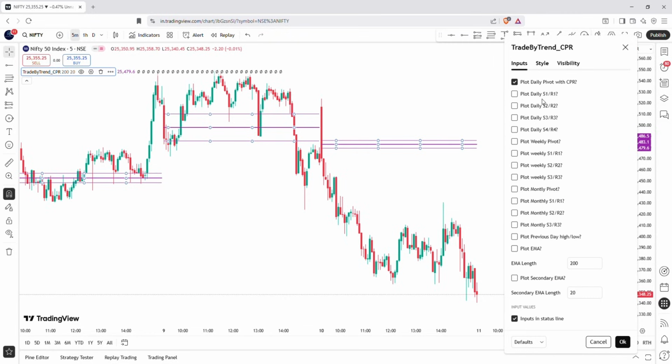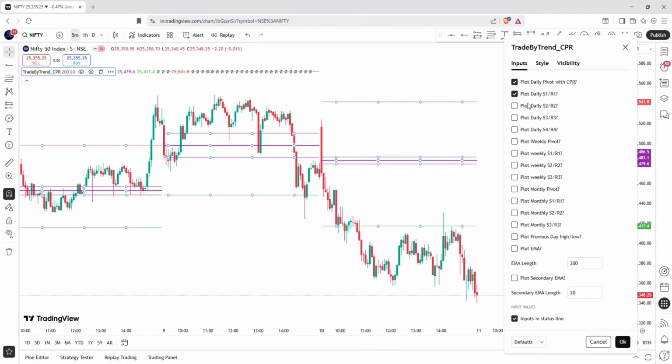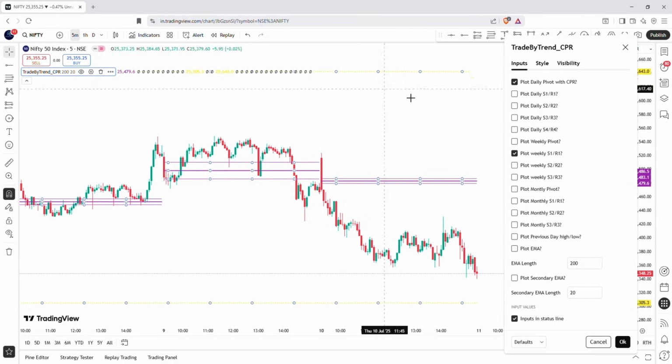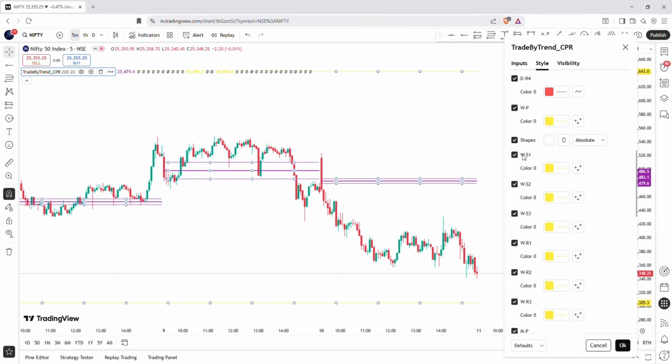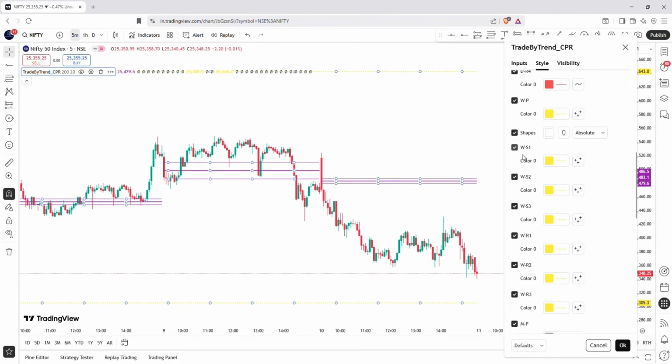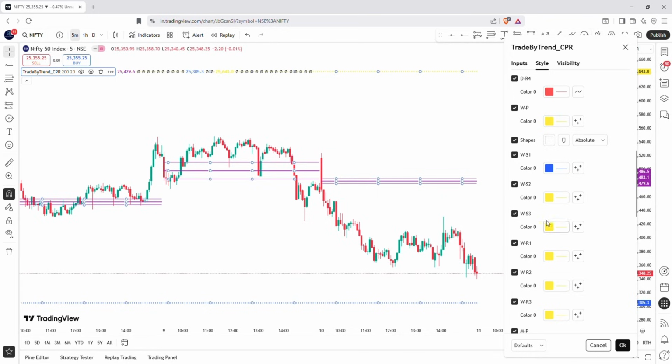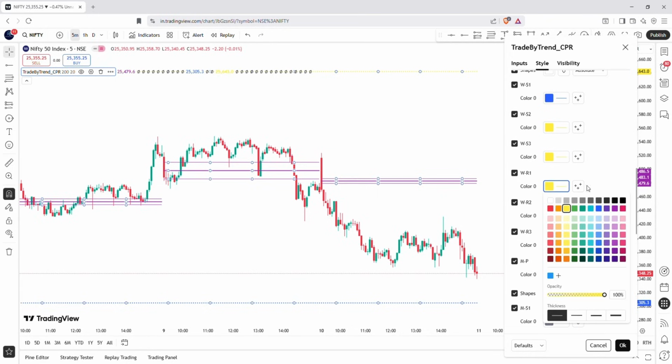Here you can see pivot points like S1, R1, S2, R2 for daily, weekly and monthly. This one is the daily pivot for S1, R1. This is R1, this is S1. And we can take the weekly S1, R1. You can see here yellow lines, right? We can modify the colors too. Weekly S1, this yellow we can change to blue, and weekly R1 also.